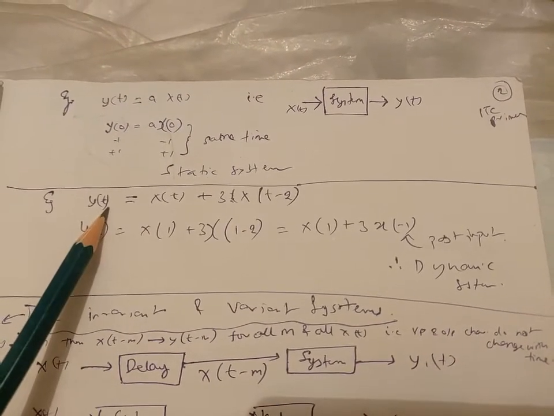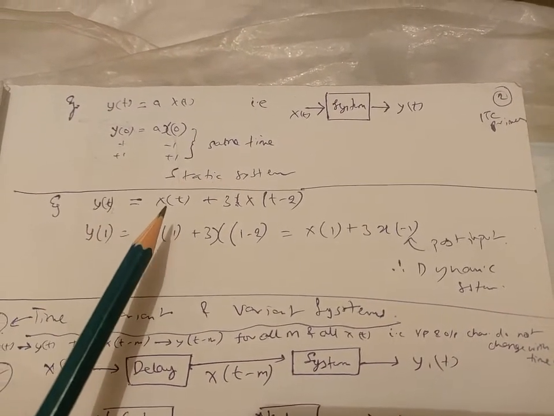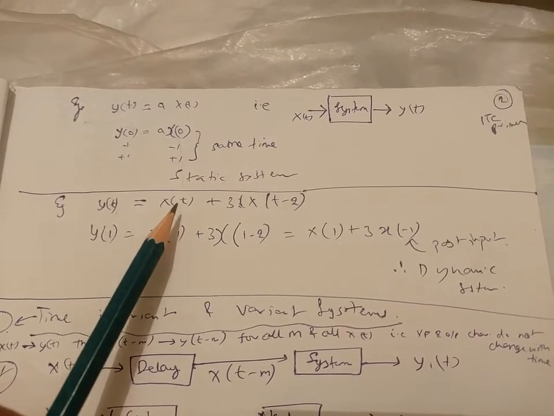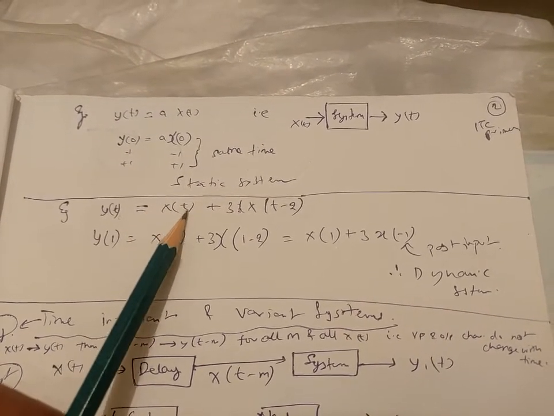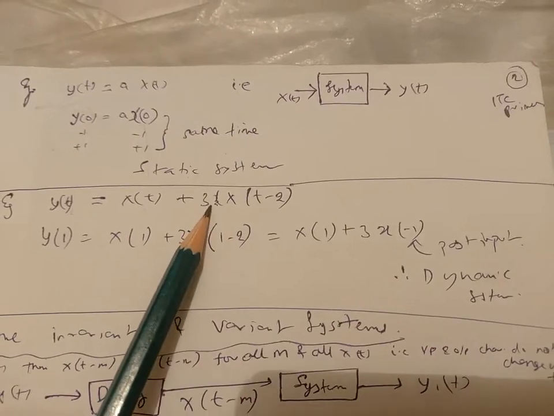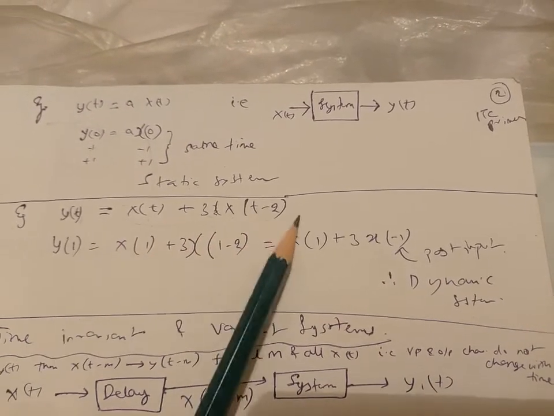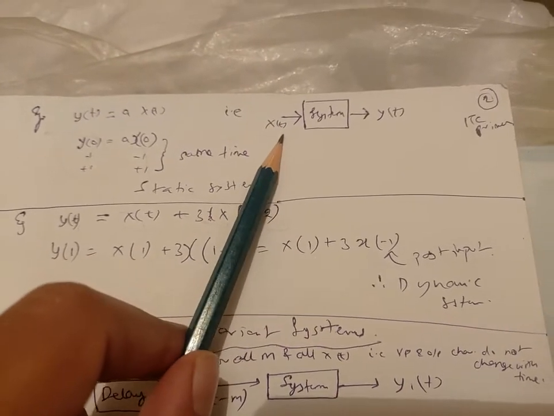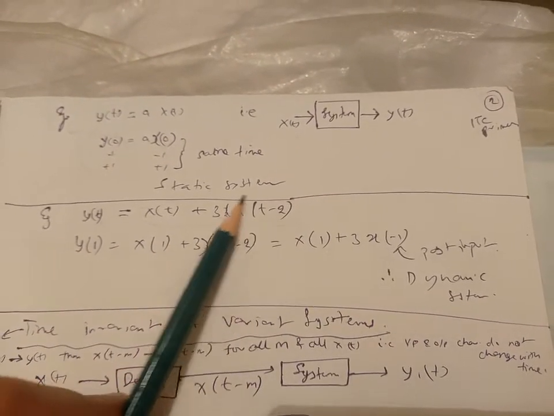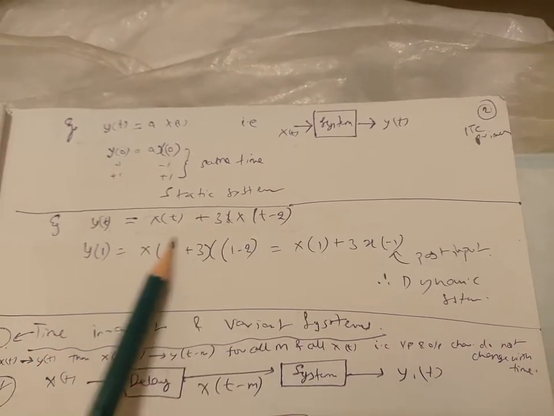Here, what the output does is that it takes an input, and that input is added to 3 times the time-shifted input. So this is the output. When you give this input, the output will be calculated with this equation.